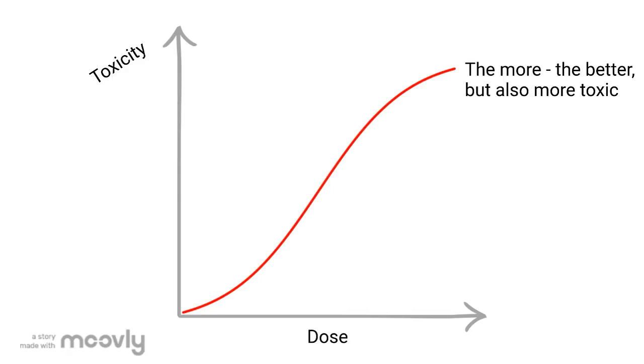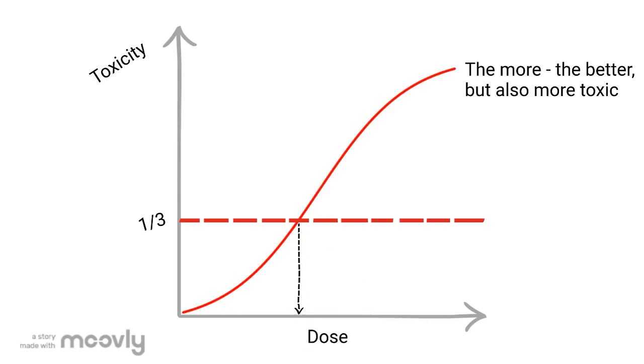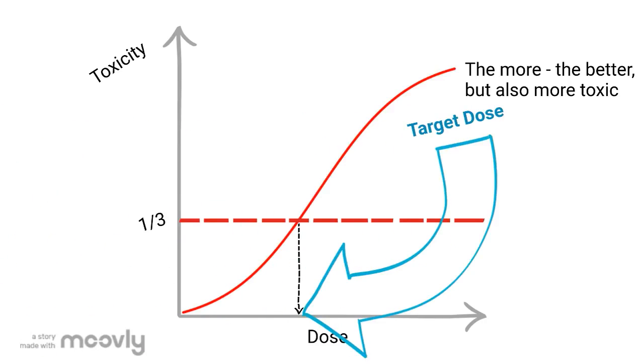We know that the dose which causes adverse events in more than 1/3 of the population is unacceptable. But because the more the better, we would like to find the highest acceptable dose. For this, we draw a horizontal line at level 1/3, and then we look for the dose corresponding to this level of toxicity. This is exactly the target dose that we would like to recommend in phase 1 clinical trials for further investigation. Then the question of how to find this dose arises, and medical statistics aims to answer this question.